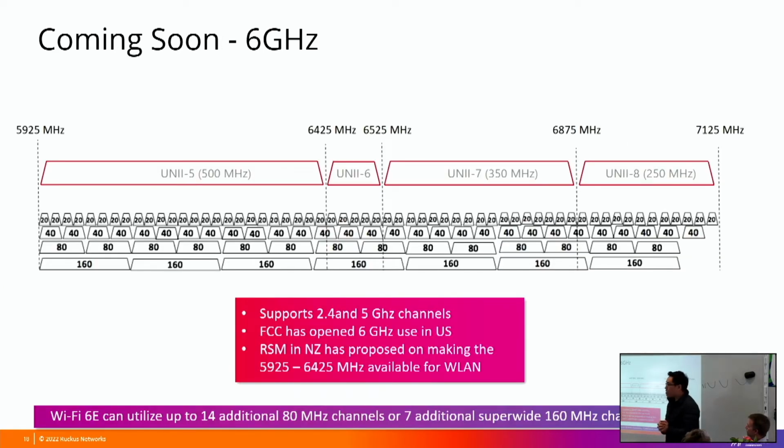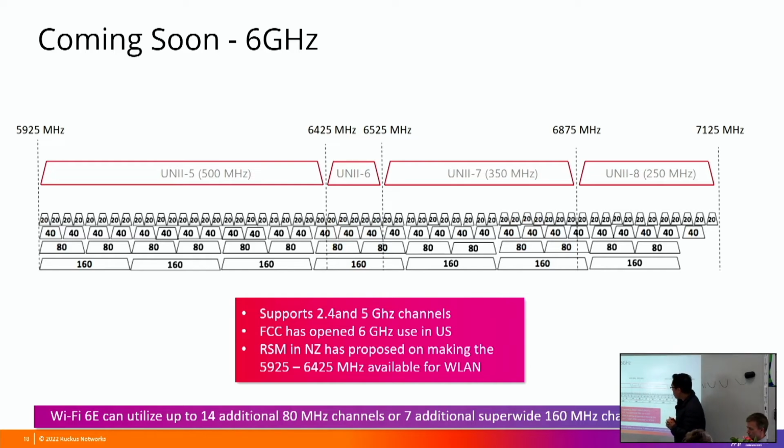So coming soon on the horizon is 6 gigahertz. Wi-Fi 6 is not 6 gigahertz, it's still 2.4 and 5 gigahertz. There is a new standard coming out called Wi-Fi 6E. Wi-Fi 6E introduces the 6 gigahertz spectrum.